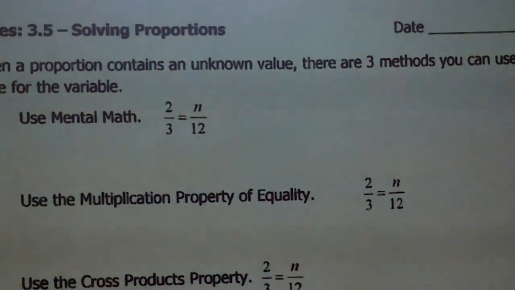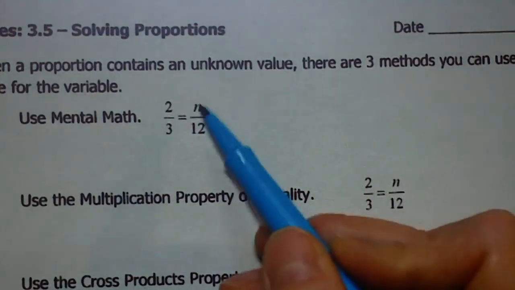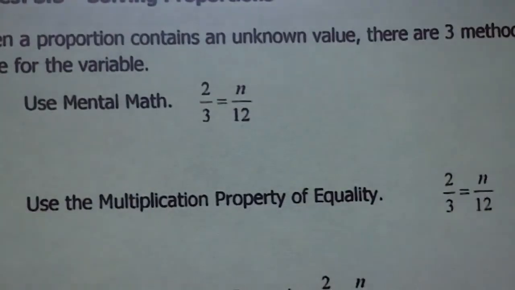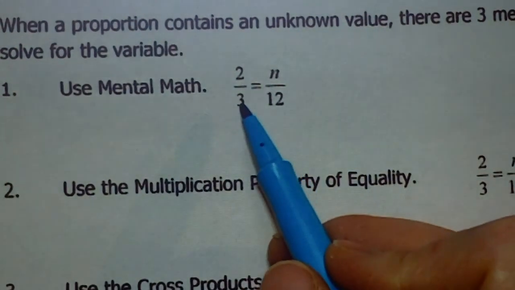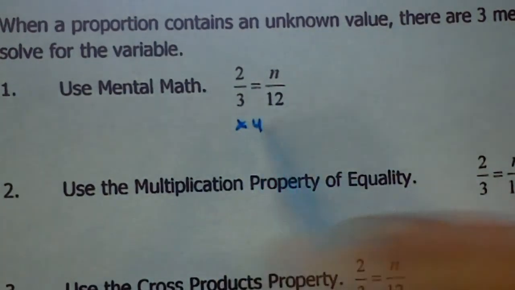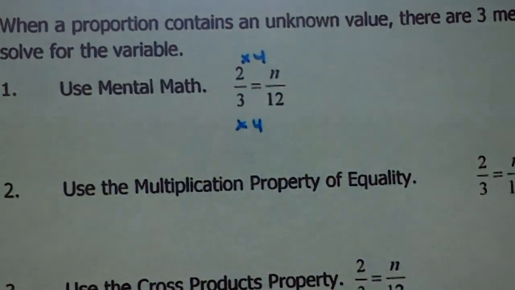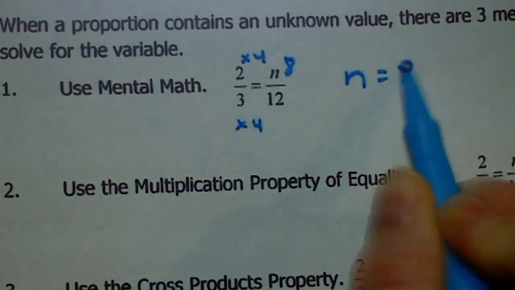So I have 2/3 equals what number over 12? So basically what I'm asking you is, what value would I need to replace n with to make those equivalent to one another? The first one says use mental math. So in using mental math, I would say to myself, well, okay, 3 times 4 is 12. So if I multiply the top by the same number, because that's how you create equivalent fractions, 2 times 4 would be 8, so n equals 8.